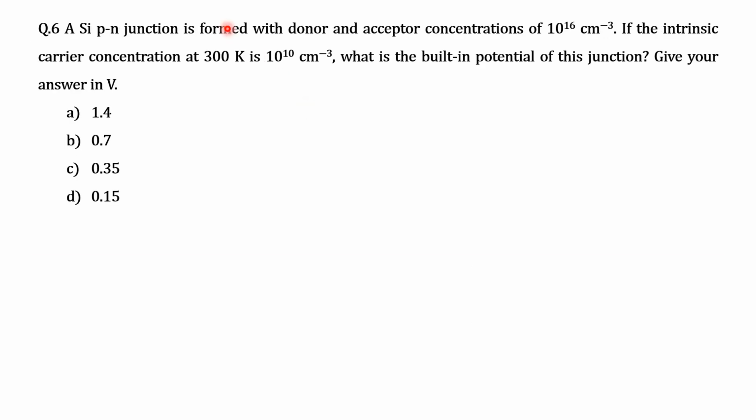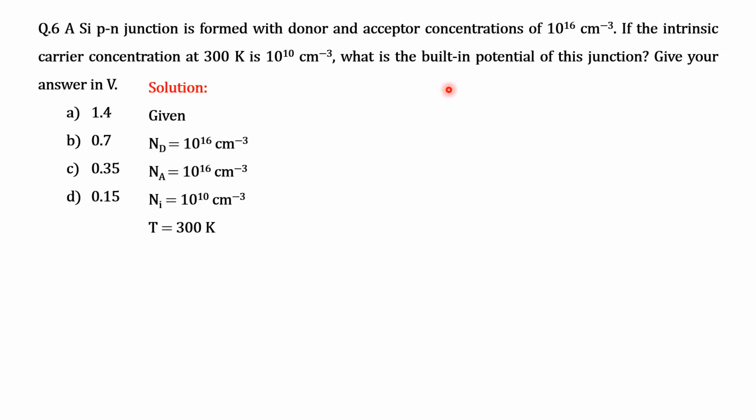A silicon PN junction is formed with donor and acceptor concentrations of 10 power 16 per centimeter cube. If intrinsic carrier concentration at 300 Kelvin is 10 power 10 per centimeter cube, what is the built-in potential? And we have to find the answer in volts. So basically, ND is given to you, NA is given to you, Ni is given to you, and temperature is also given to us. So V0 is equal to KT by E, ln NA ND by Ni square.